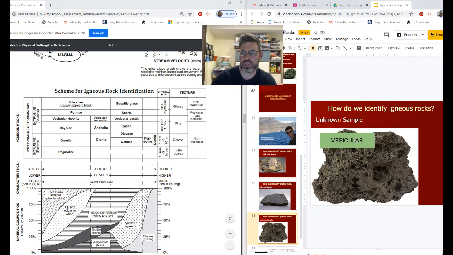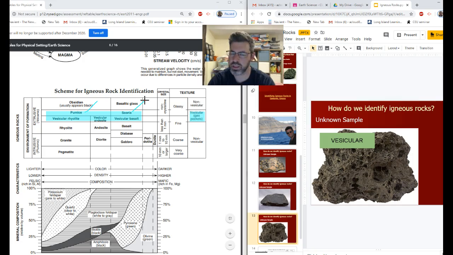Don't worry, I can tell you. There you go. It's vesicular. All right, so wow. That's going to really help us out very much here, because there are only a few rock samples on the scheme for igneous rock identification that are vesicular, and they are pumice, scoria, and vesicular rhyolite. Here are your choices. In earth science class, guys, you're going to have two choices, pumice and scoria. That's what it's going to be.